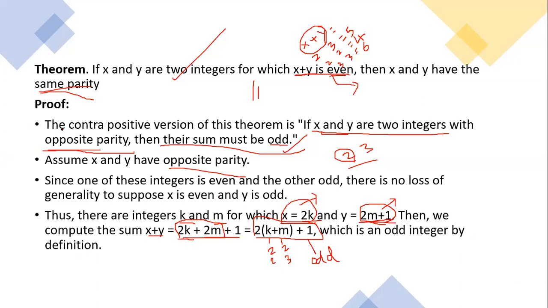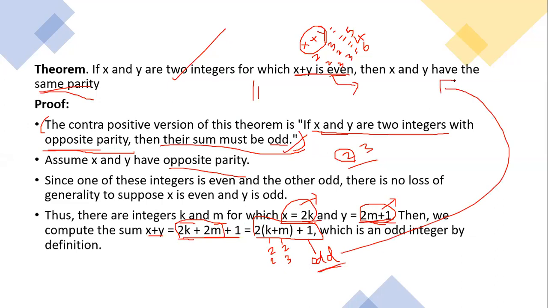So my statement, if I'm taking the contrapositive theorem, then this statement is true for me. I'm taking two integers x and y and adding both, definitely with opposite parity. That's why I mentioned 2k and 2m plus 1. Okay, opposite parity. When I'm adding this, definitely I will get the odd number. It means that this statement is also true.